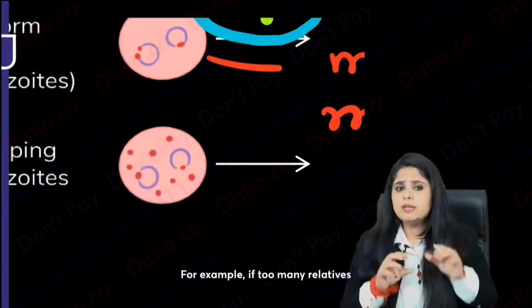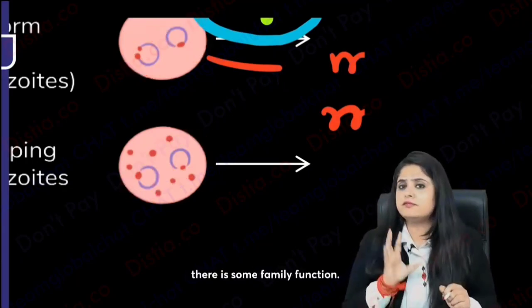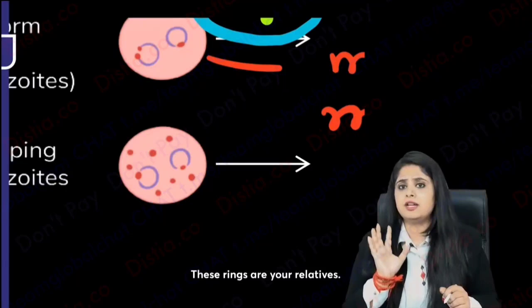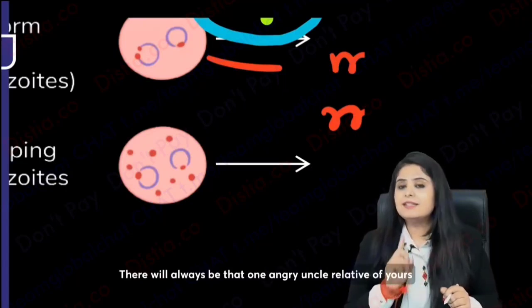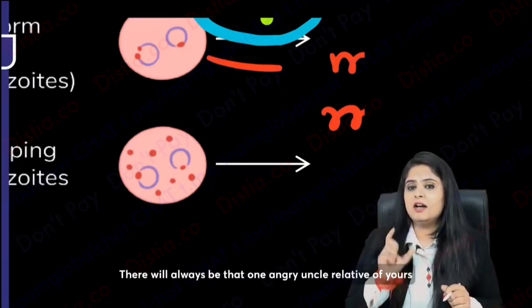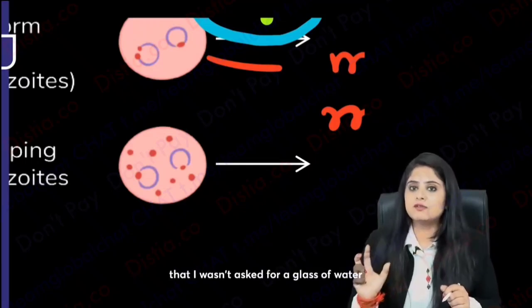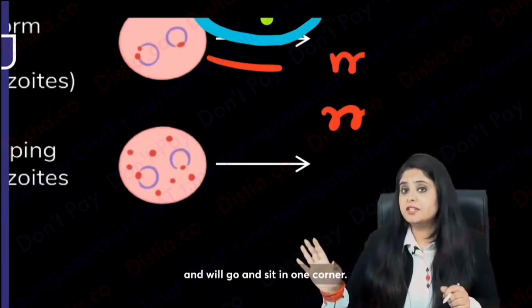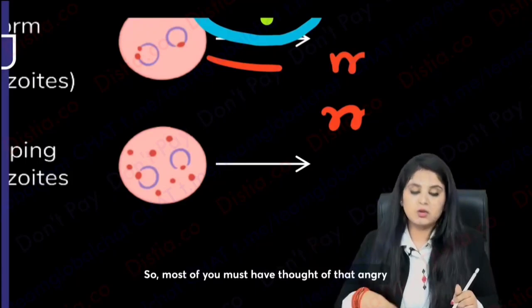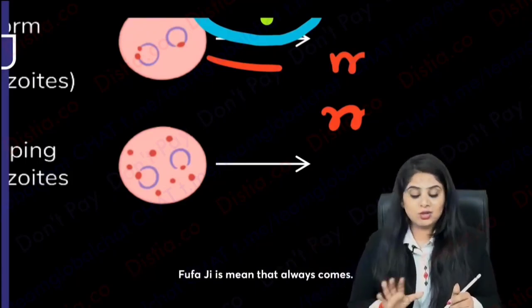For example, if too many relatives come into your house, there's some family function, these rings are your relatives, too. Too many relatives come. There will always be that one angry uncle relative of yours who will mind some minor thing, that I wasn't asked for a glass of water, and will go and sit in one corner. Na? So most of you must have thought of that angry Fufaji's meme that always comes.